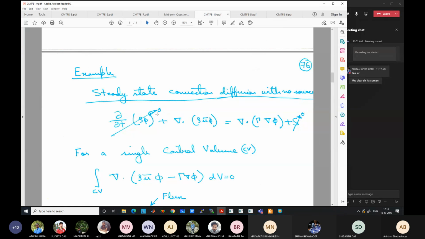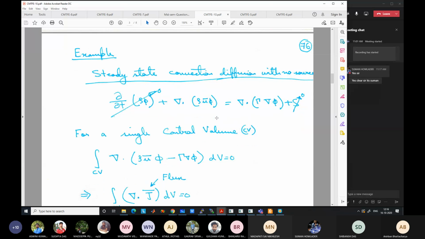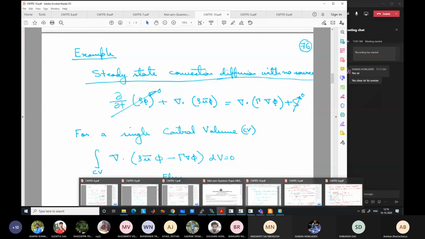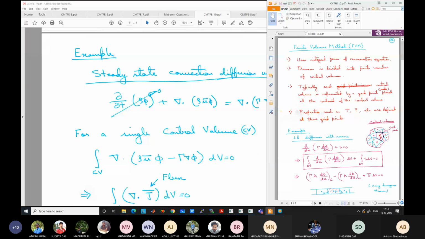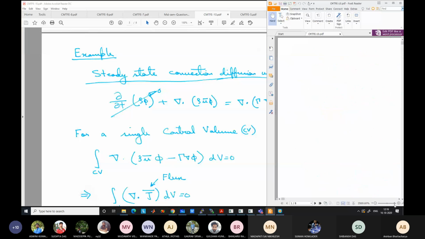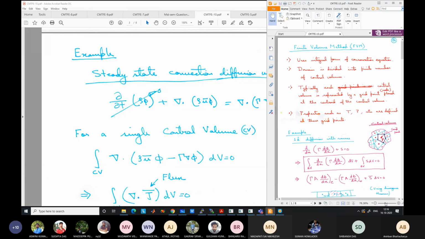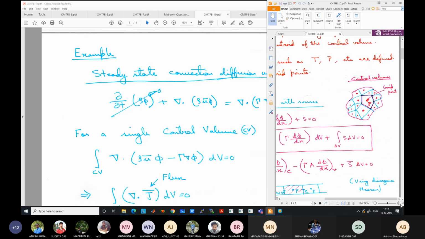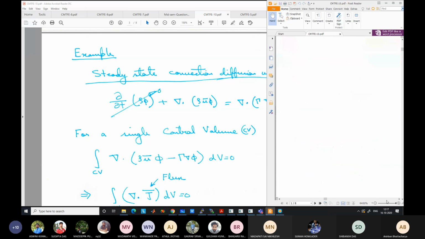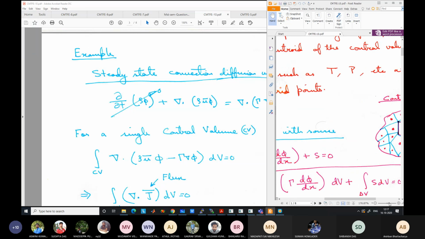We are taking this to be 0. These are easy to handle, not difficult. Say this is the format: del dot rho u phi equal to del dot gamma del phi. For a single control volume, we want to integrate over that control volume, right? I will keep this figure also open here on this side. P is the control volume, and P represents its center point also.